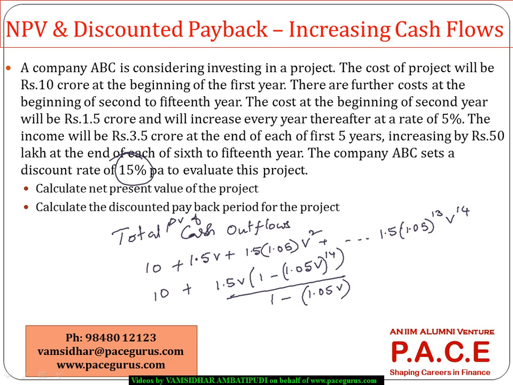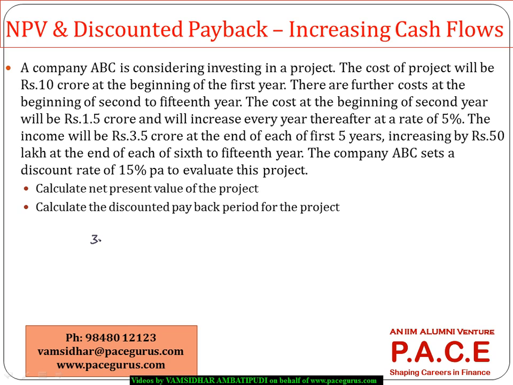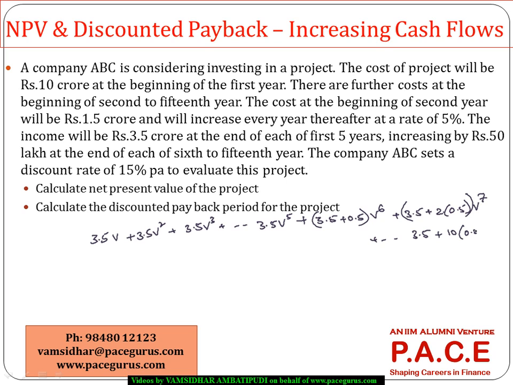Now the same logic I can apply for my inflows. So how do I look at the inflows? The first 5 years, it is 3.5 crore only. So it can be written as 3.5 V, 3.5 V squared, 3.5 V cube, probably up to 3.5 V power 5. But after that it is 3.5 plus 0.5 V power 6, 3.5 plus 2 into 0.5 V power 7. So it can be written something like this: 3.5 plus 10 into 0.5 V power 15. So these are the cash flows. So for the first 5 years, I can write it as 3.5 A5.